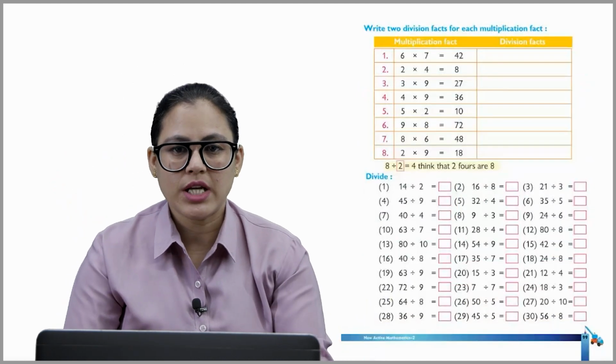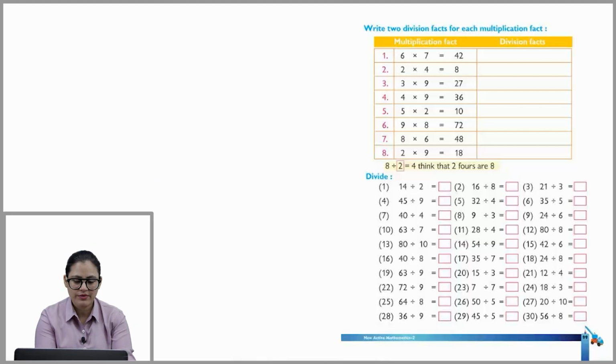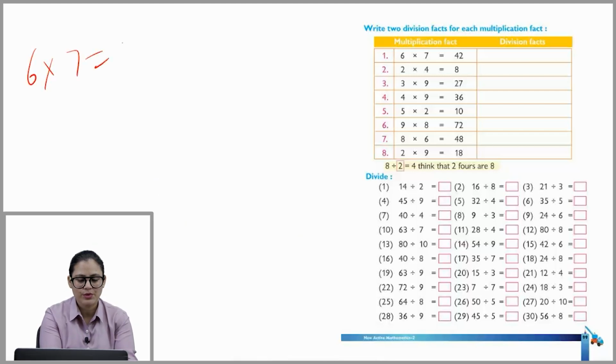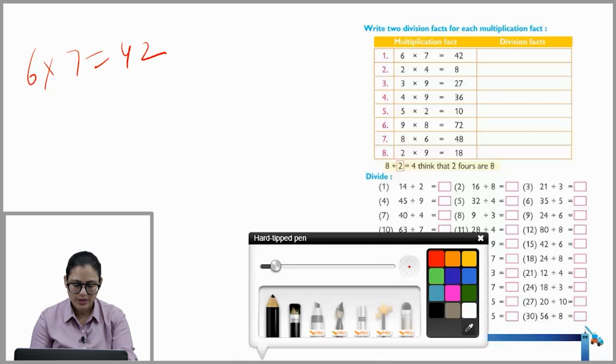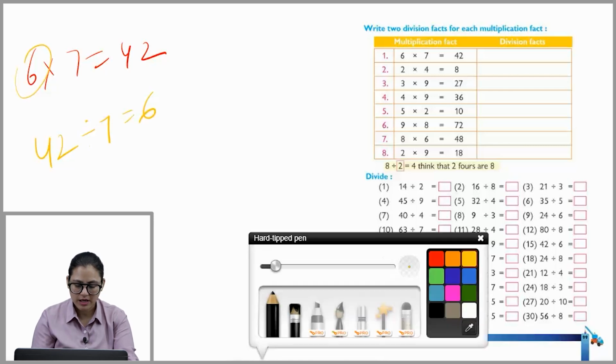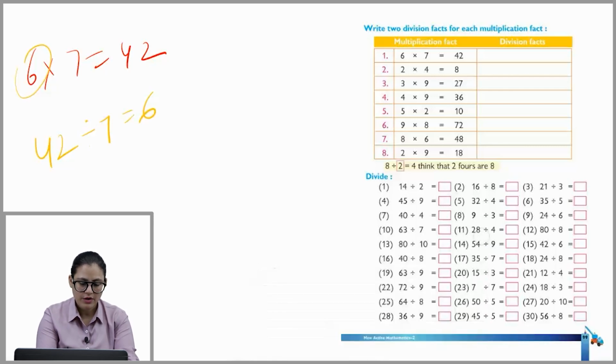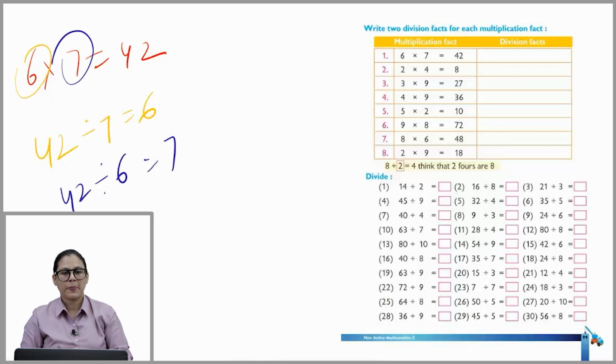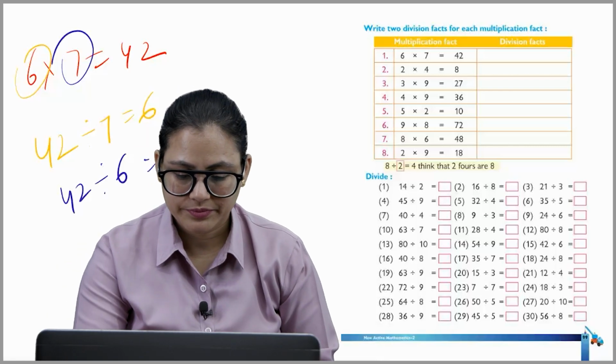Write 2 division facts for each multiplication fact. So, the multiplication fact is 6 into 7 is equal to 42. Okay, let's write the division facts. So, the division facts are 42 divided by 7, we will get 6. And another division fact is 42 divided by 6. This time you will get 7. Okay, divide.